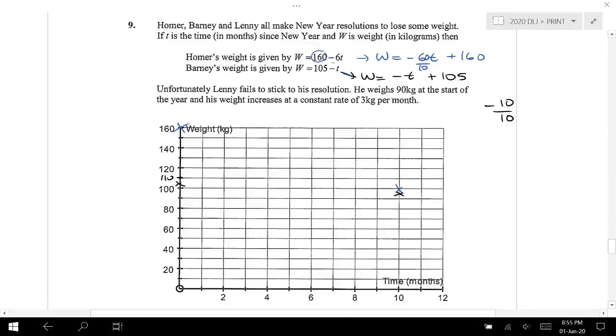Lenny, on the other hand, starts at 90 kgs, so his weight is 3t plus 90, so that's where he starts. His rate of increase is 3 for every month. So you could go 3 over 1, or 30 over 10, which might be more useful. So if he starts at 90, he's going to go up 30 kgs over 10 months, up to 120.